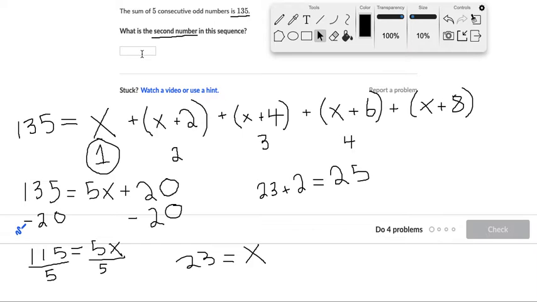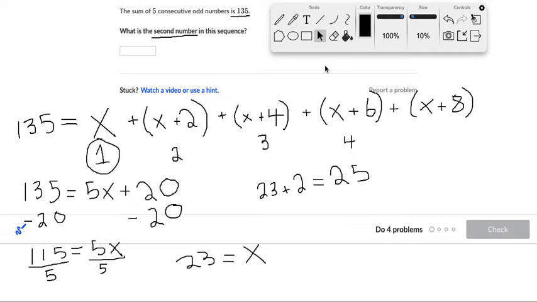And if you wanted to check that, you could put in 23 for all the x values and add it up. I'll do that right now just to check. So we'll do 23 plus 23 plus 2 plus 23 plus 4 plus 23 plus 6 plus 23 plus 8, and that gives us 135.